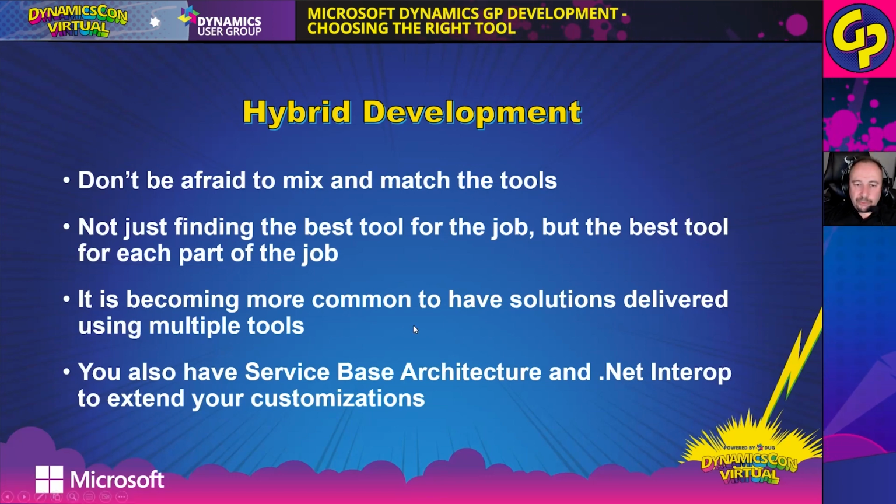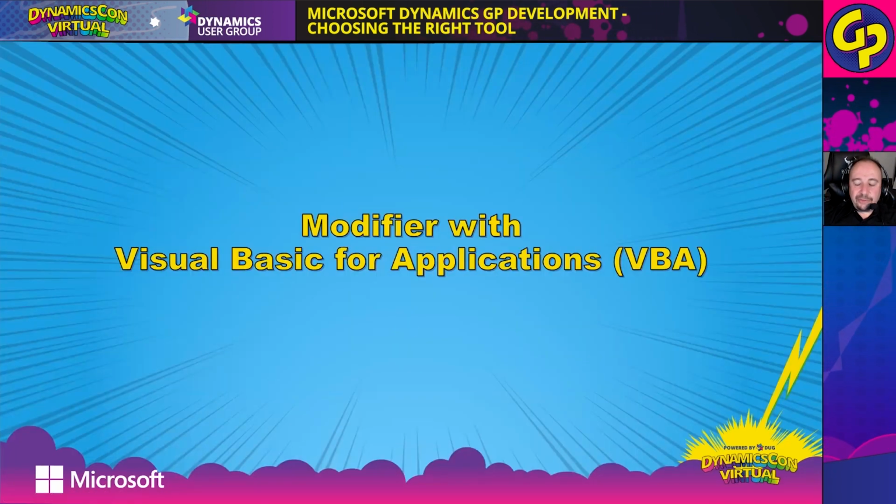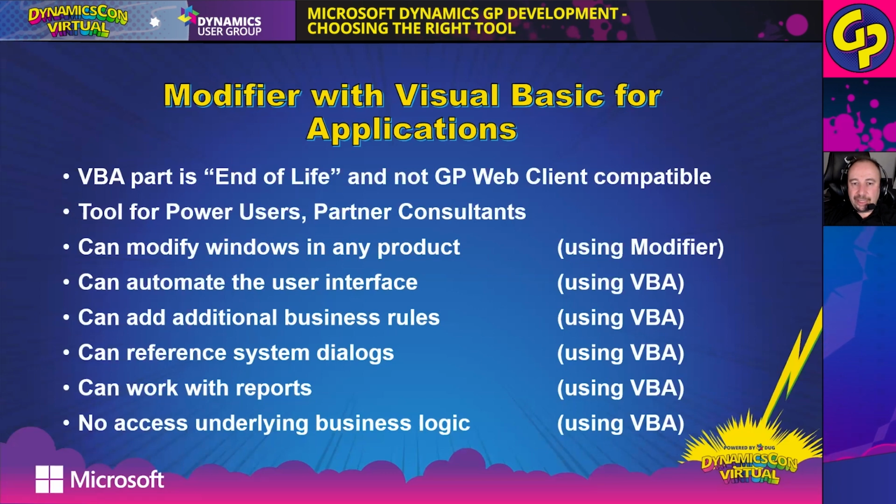So we'll start with one that most people know, which is using Modifier and Visual Basic for Applications, otherwise known as VBA. VBA itself, it should be noted, is end of life. And it's also not compatible with the GP web client. So if you're using a web client, any VBA customizations will not run at all. And if you're using some of the latest platforms such as Windows Server 2019 or later, VBA will not run either. So one of the things with VBA is that you really need to start looking for a way to replace it. And some of the other options I'm going to go through are your alternatives for replacing it.